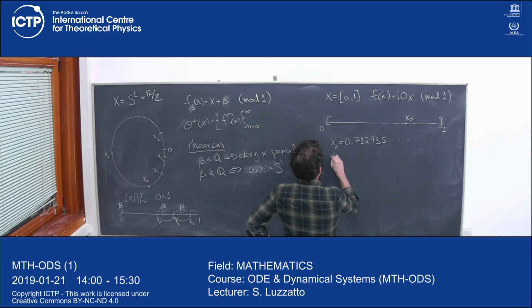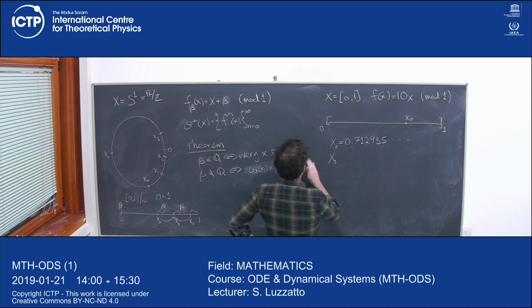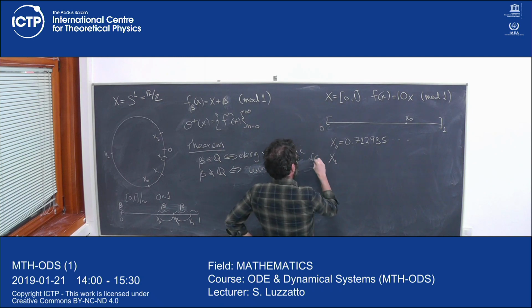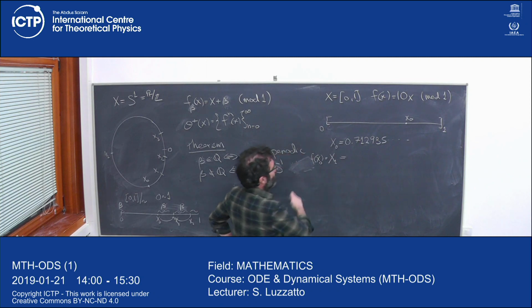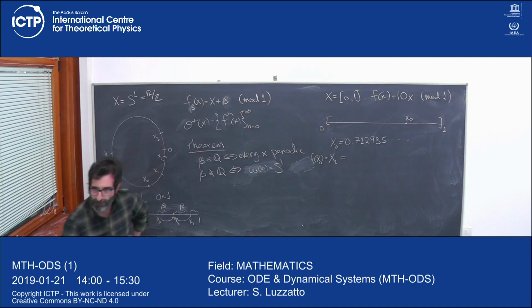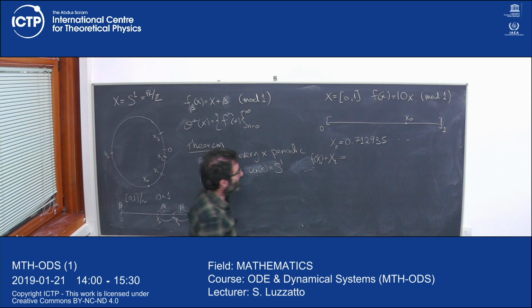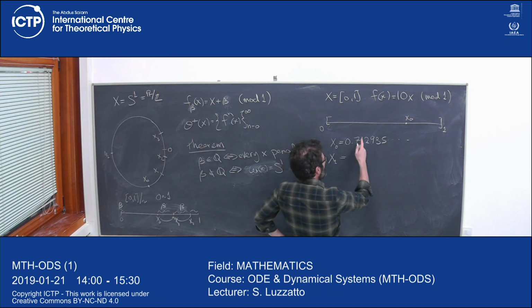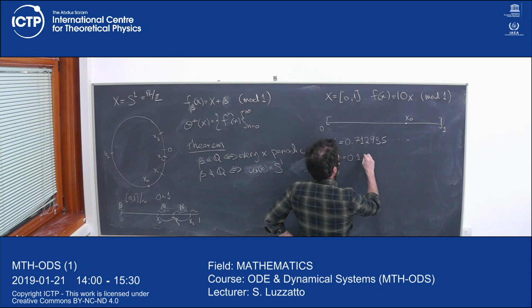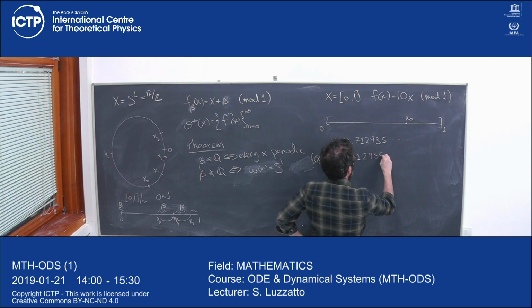So what is x1? So f of x0. 1.2029. Okay, easy. So we multiply by 10. We drop the 7 because it's mod 1. And we get 0.12985.